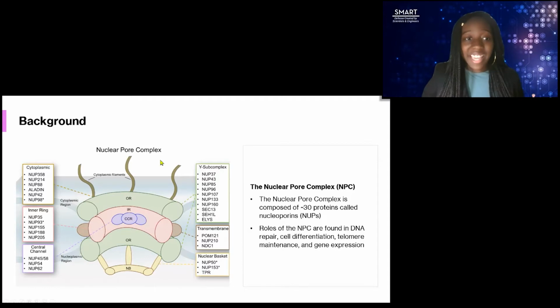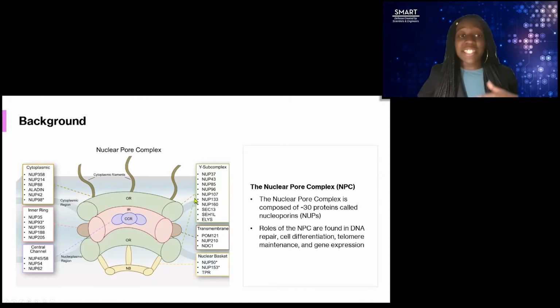It's also made up of 6 different subcomplexes, which are seen in this figure here to the right. Those subcomplexes are the cytoplasmic subcomplex, the inner ring, the central channel, the Y subcomplex, the transmembrane, and the nuclear basket, and the constituent proteins for each of these subcomplexes are also listed in this figure.